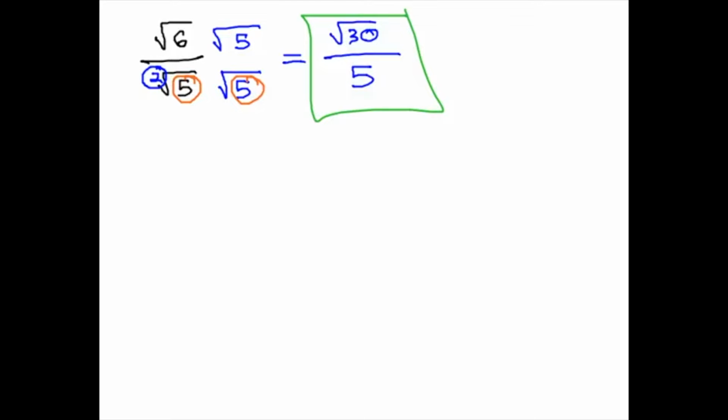Let's try another example with a higher index. Here we have an index of 4. This means we need 4 of any factor in order to clear it out of the radical. We already have a single 2 under a 4th root, so we'll do another 4th root, and we need 3 more 2's. 2 times 2 times 2.